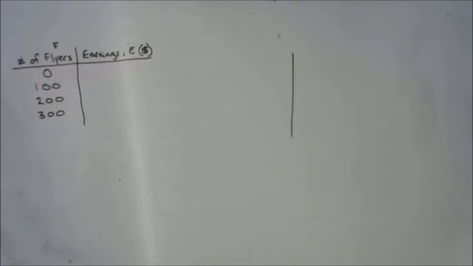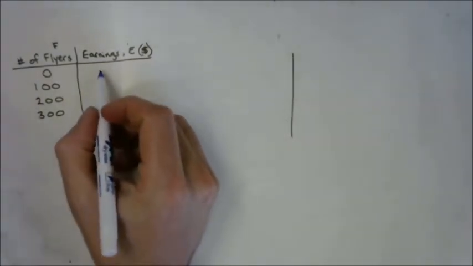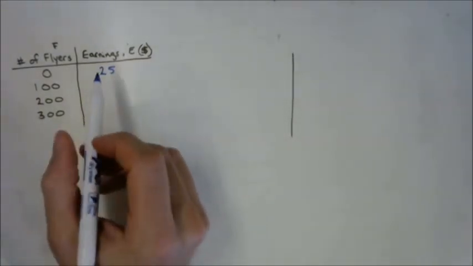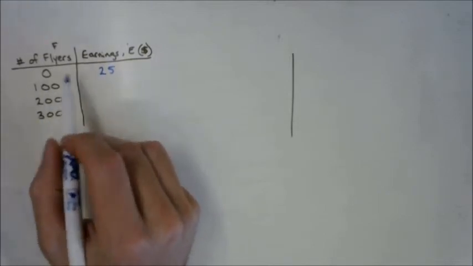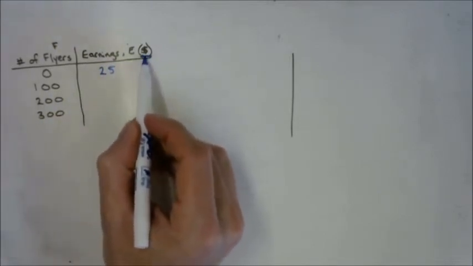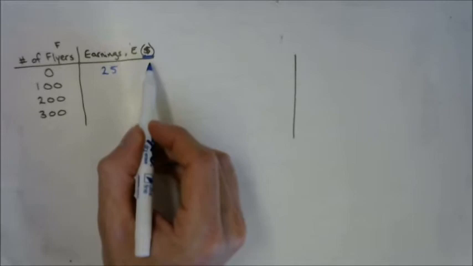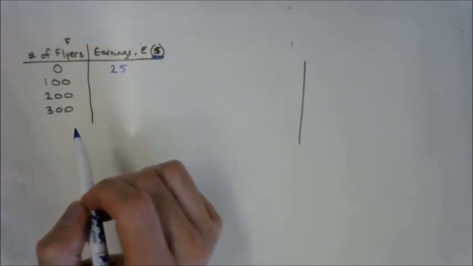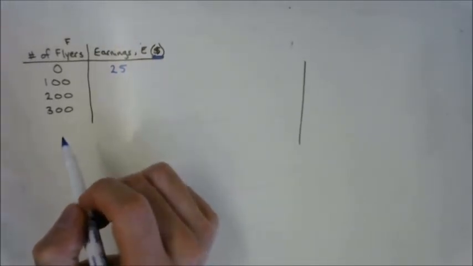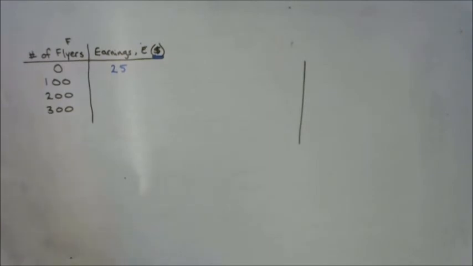Now, what are his earnings going to be? Don't call it out. Think about it. Put your hand up. What are his earnings going to be if he delivers 0 papers? $25. Okay, and I don't need to write the dollar symbol in there with it. I can just keep the numbers because I already represented that it's all going to be measured in dollars in this column. How much money is he going to make if he delivers 100 flyers?